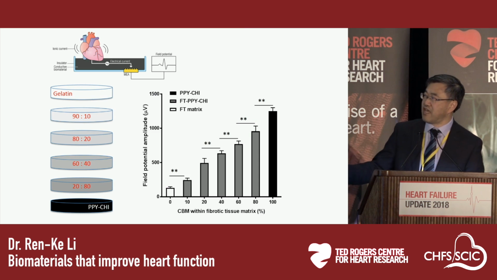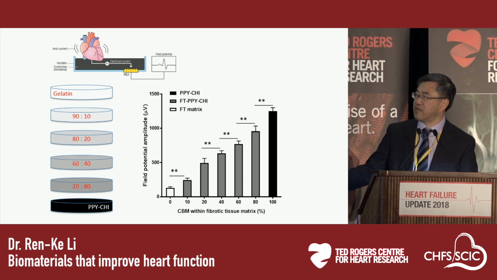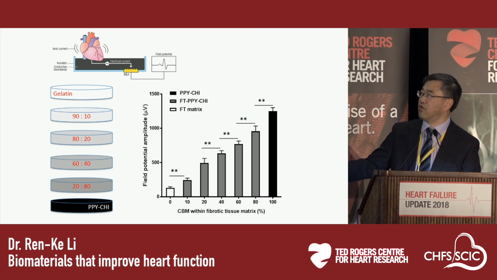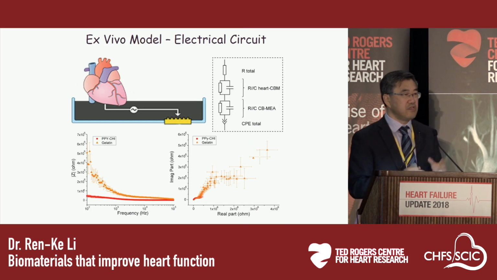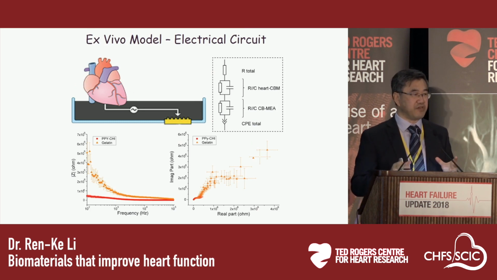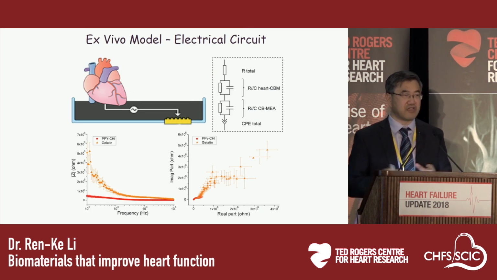So we use the same system, and we use an extracellular matrix with a different mixture of the conductive biomaterial. We look at the field potential amplitude received by the MEA. That's in microvolts. And we can see that with the increase of the conductive biomaterial in the matrix, the voltage received is much higher. So we create this material, and we can see the material can carry the conduction.